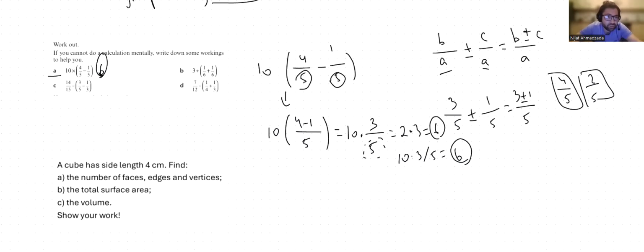Next one, 14 over 15 over this weird thing. So 14 over 15. So this is part B. This is part A.